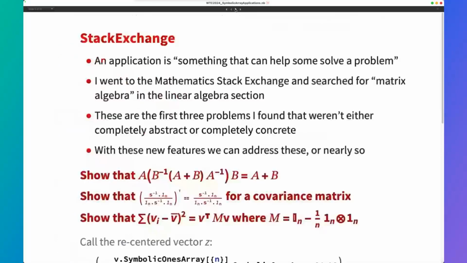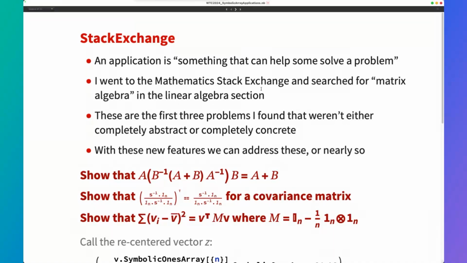So that's some basic identities. And this talk is about applications, and some may quibble about whether or not what I've just shown you are applications, but an application is something that can help someone solve a problem.